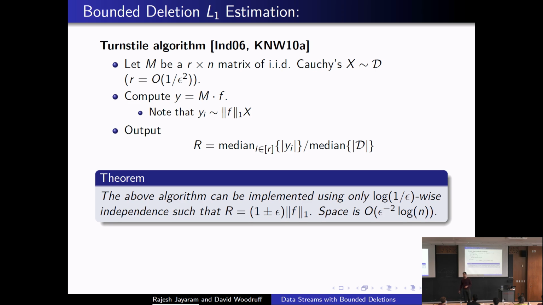Using limited independence to show the result still holds. So we have 1 over epsilon squared buckets. Each bucket is a log n bit integer. Space is 1 over epsilon squared times log n.